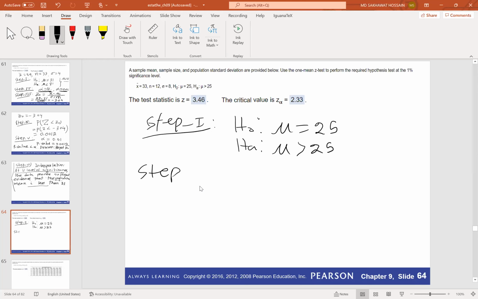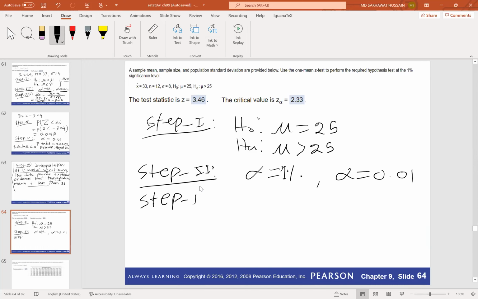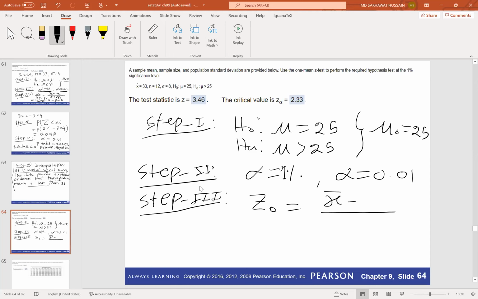So step 2 is determine the level of significance. But here the level of significance is given, which is 1%. So that means alpha is 0.01. Then step 3, calculate the test statistic. So Z0 or Z observed is X bar minus mu 0, where mu 0 is 25, the hypothesized value, over sigma over square root of n. So here sigma is 8.